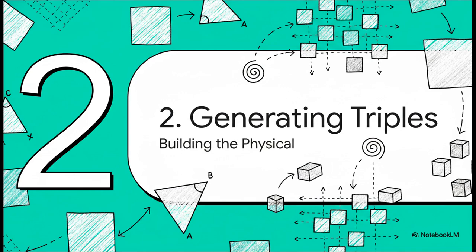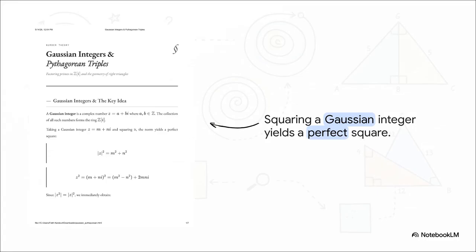All right, moving right along to part 2, generating Pythagorean triples. This is where the mathematical magic trick happens. If you take a Gaussian integer, let's just call it m plus ni, and you simply square it, something wild happens. Expanding that complex square instantly spits out the exact pieces of the classic Pythagorean formula. It's literally like pulling a perfectly formed triangle right out of an algebraic hat.